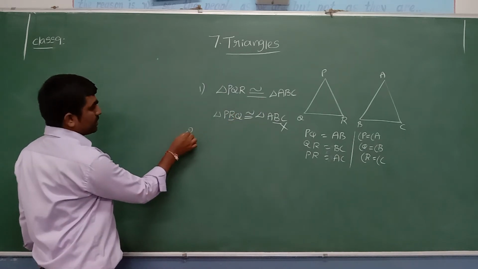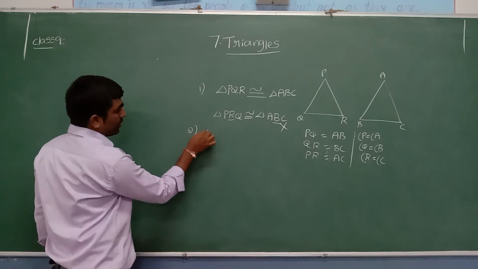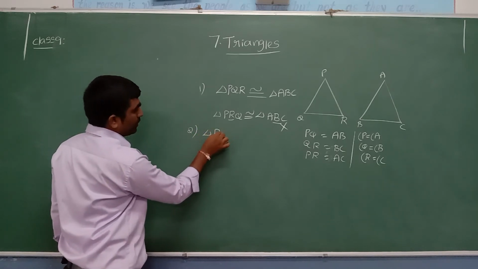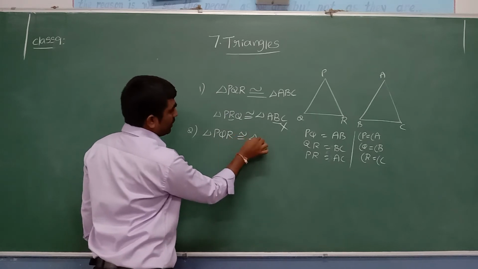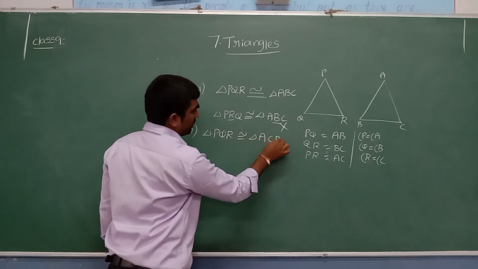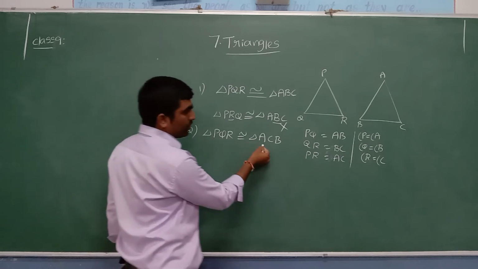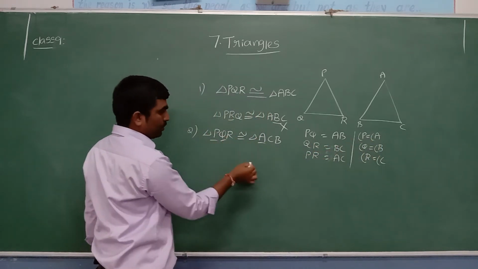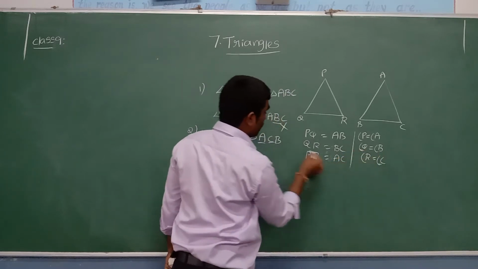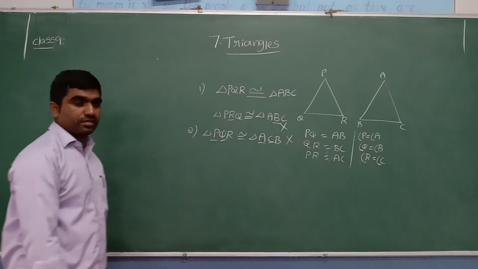So let us represent it in an alternate way. Now let us write triangle PQR is congruent to triangle ACB. Can we write like this? P is equal to A, first equal. Q is equal to C, not equal. We can't represent it like this.